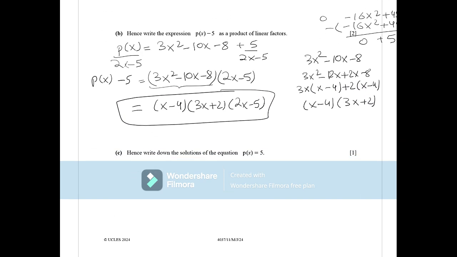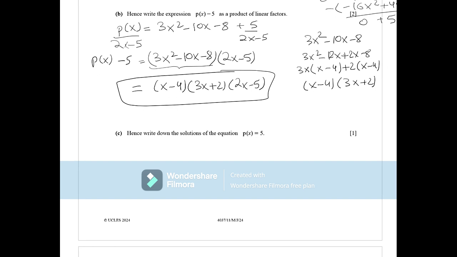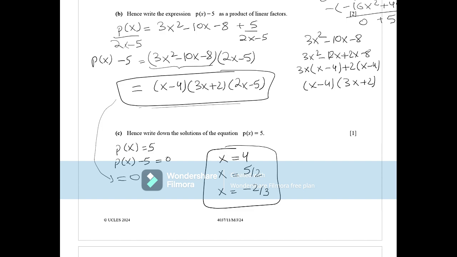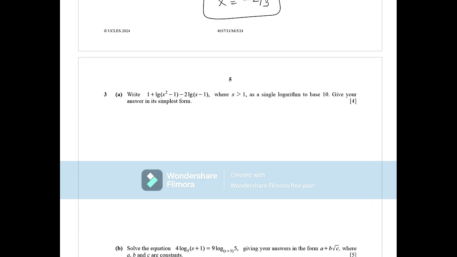Write down the solutions of the equation p of x equals 5, which means if p of x is equal to 5, then p of x minus 5 is equal to 0, and this whole thing is equal to 0 because this is p of x minus 5. So the solutions would be x equals 4, x equals 5 by 2, and x equals negative 2 by 3. And you're done with the second question.